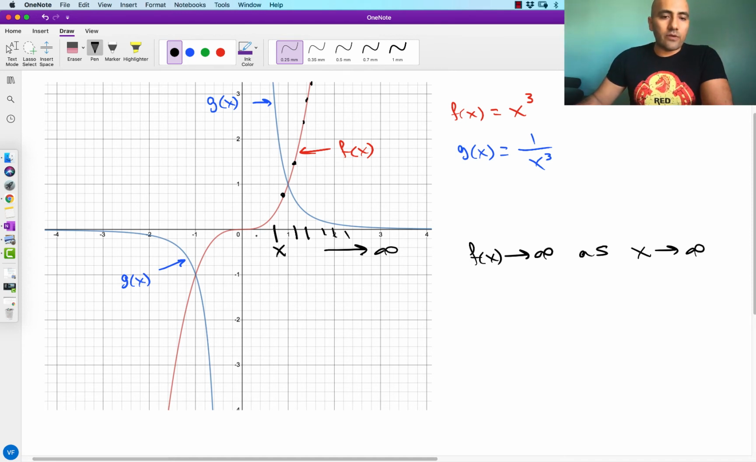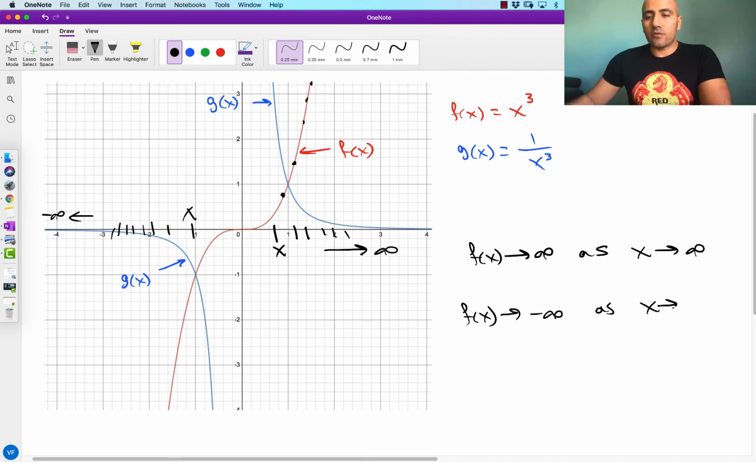What about the other direction? As x is chosen to be values that grow this way toward negative infinity, then the x cubed function values also grow toward negative infinity. So f of x will grow toward negative infinity as x grows toward negative infinity. That's the pattern I see with this red one. Good.